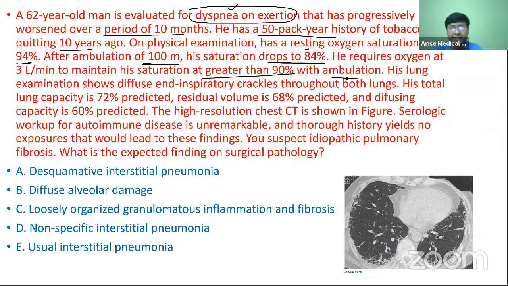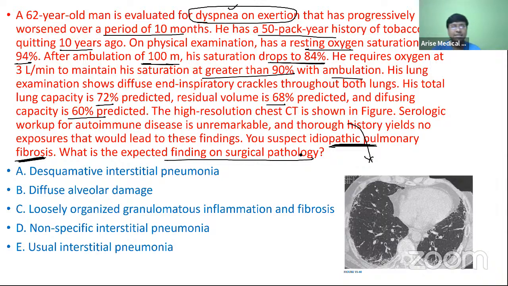His lung examination shows diffuse end inspiratory crackles throughout both the lungs. His total lung capacity is 72% predicted, that means reduced. Residual volume 68% predicted, reduced. Diffusion capacity is 60% predicted, that is also reduced. HRCT is shown here. Serological workup for autoimmune disease is unremarkable, and thorough history yields no exposure that would lead to this finding. You suspect idiopathic pulmonary fibrosis. What is the expected finding on the surgical pathology?